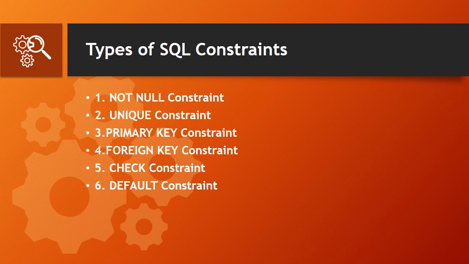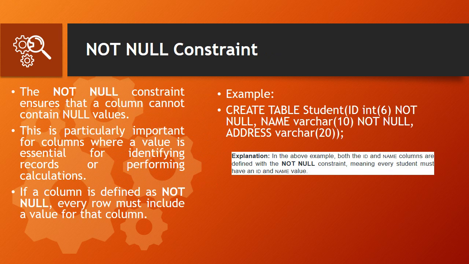Types of constraints. First one is NOT NULL constraint, second UNIQUE, third PRIMARY KEY, fourth FOREIGN KEY, fifth CHECK constraint, then the last constraint is DEFAULT constraint.